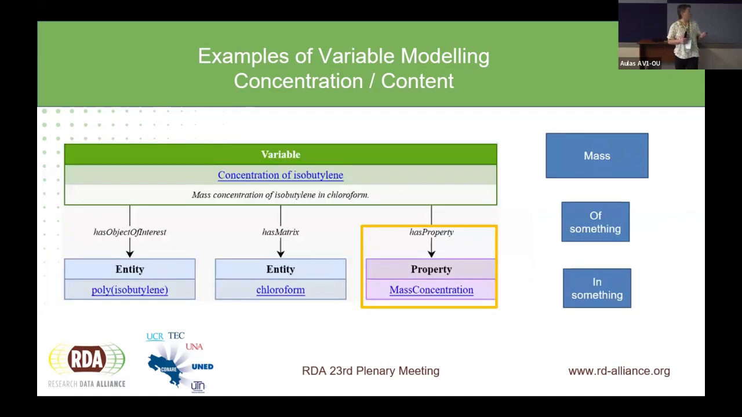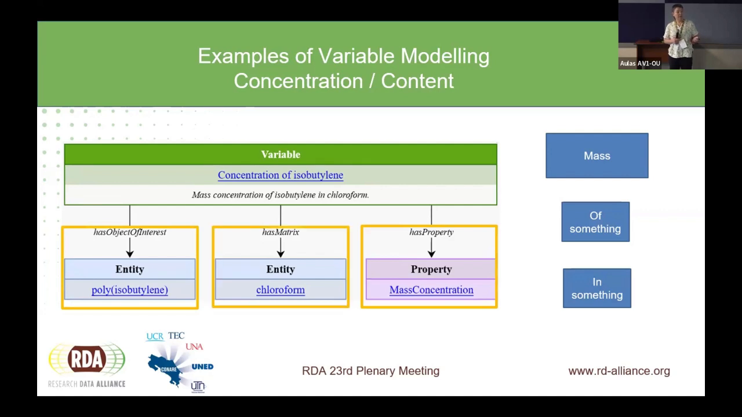So if we look at the concentration of isobutylene, this was actually a mass concentration per unit volume. So we found the quantity that related to that mass concentration. Then the entity is a chemical entity, which again can be well defined in chemical entity vocabularies or authoritative lists of terminology like ChEBI. And then the chloroform is the matrix in which that chemical entity was measured.